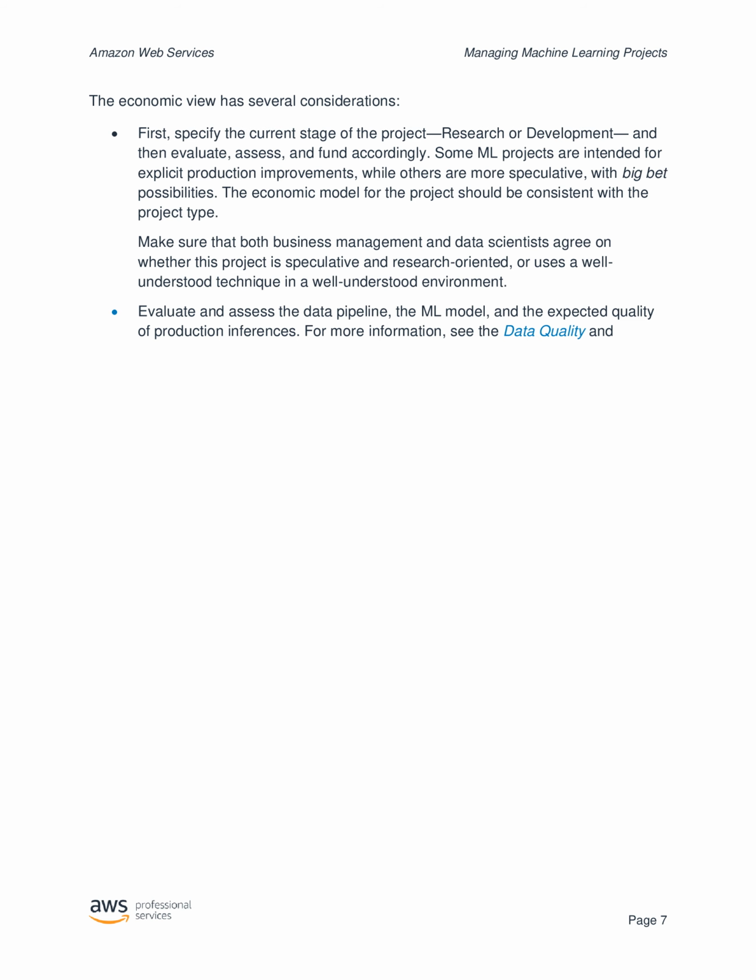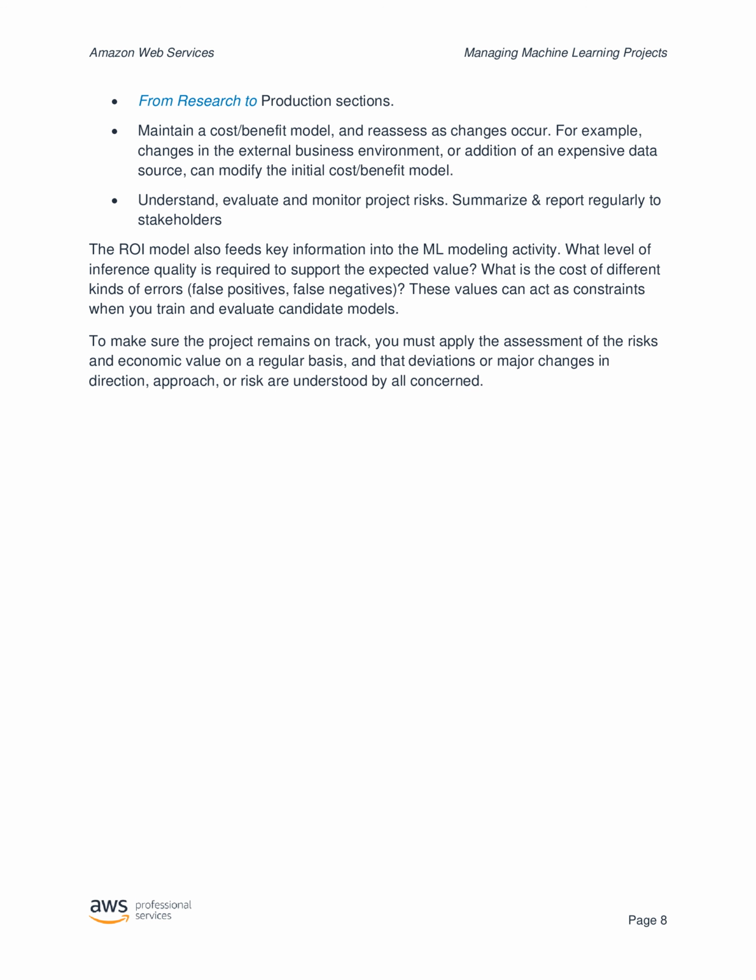Evaluate and assess the data pipeline, the ML model, and the expected quality of production inferences. For more information, see the Data Quality and From Research to Production sections. Maintain a cost/benefit model, and reassess as changes occur. For example, changes in the external business environment, or addition of an expensive data source, can modify the initial cost/benefit model. Understand, evaluate and monitor project risks. Summarize and report regularly to stakeholders.